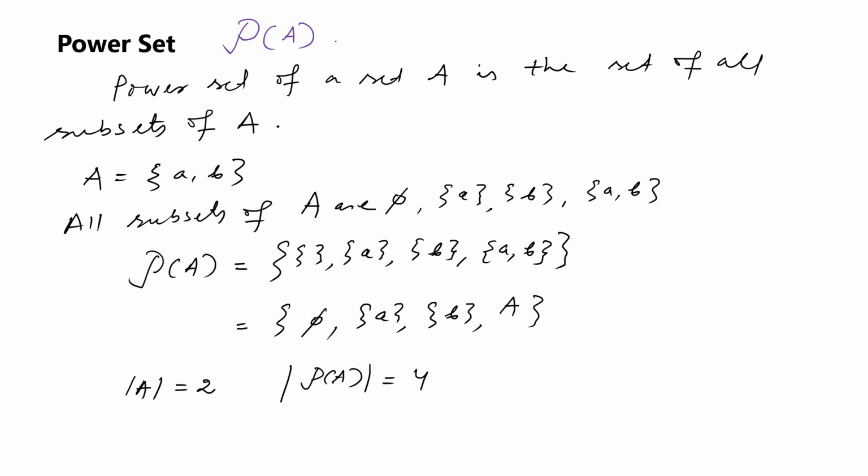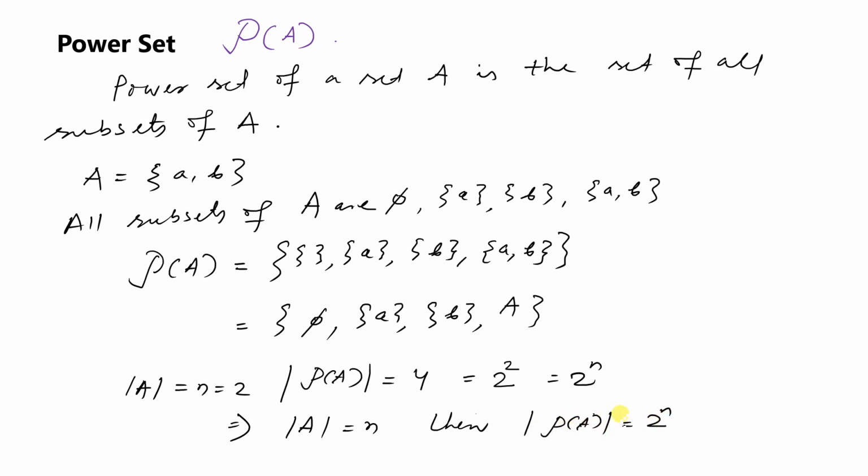So here the cardinality of the power set of A is 4. You can write it down as 2 to the power 2. Assume this one as n equal to 2, so we can write 2 to the power n. So if there are n elements in a set A, then there will be 2 to the power n elements in the power set of A. In other words, if the cardinality of A is n, then the cardinality of the power set of A is equal to 2 to the power n.